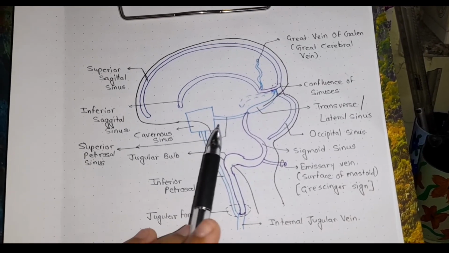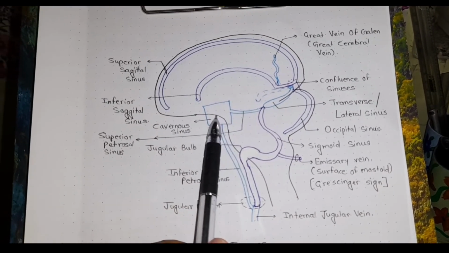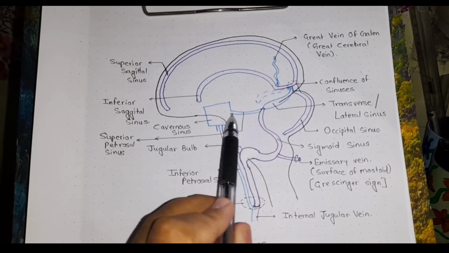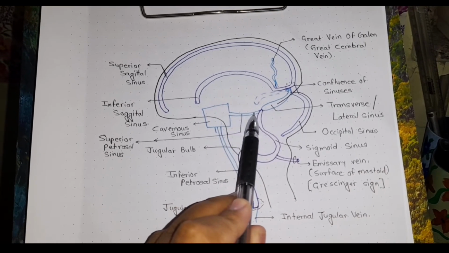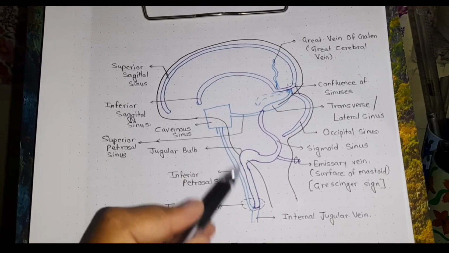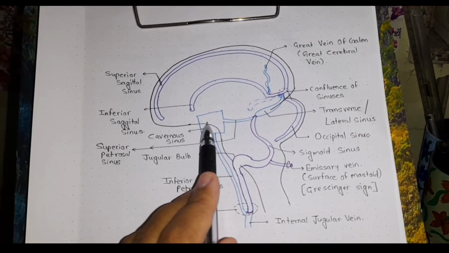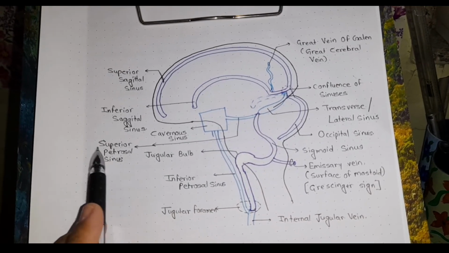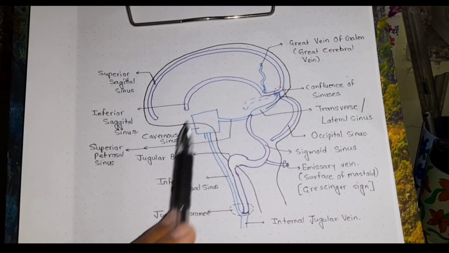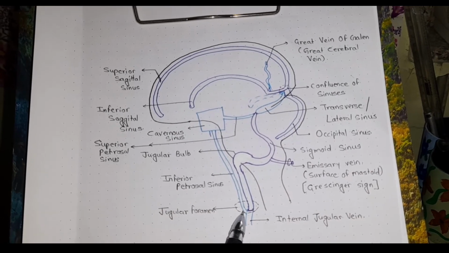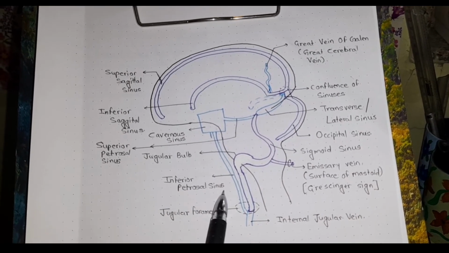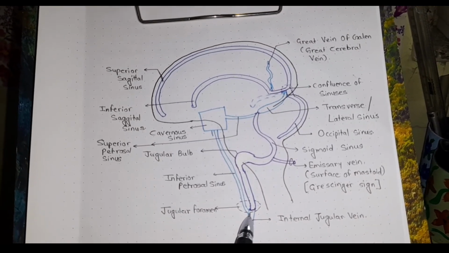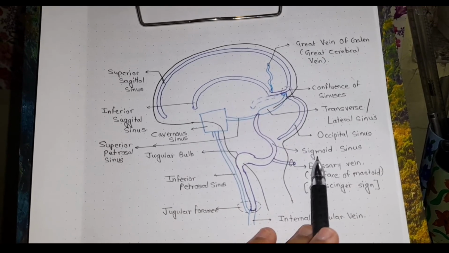Now when it comes to sinuses, there are basically three types of sinuses. First is cavernous sinus, which has certain tributaries. So the blood from cavernous sinus goes backward into the sigmoid sinus via the superior petrosal sinus, and it also forms another tributary called the inferior petrosal sinus, and this also drains blood into the internal jugular vein, or it may also drain blood into the sigmoid sinus.